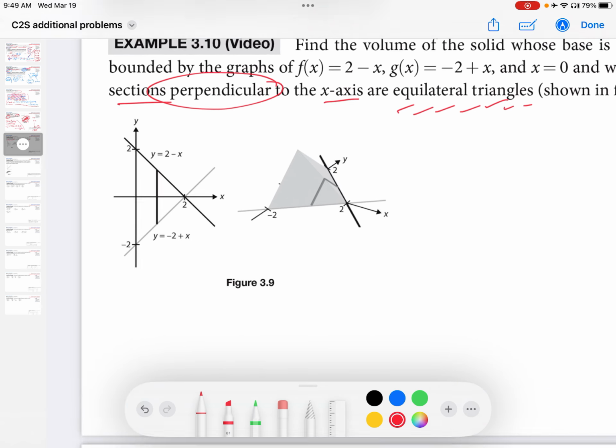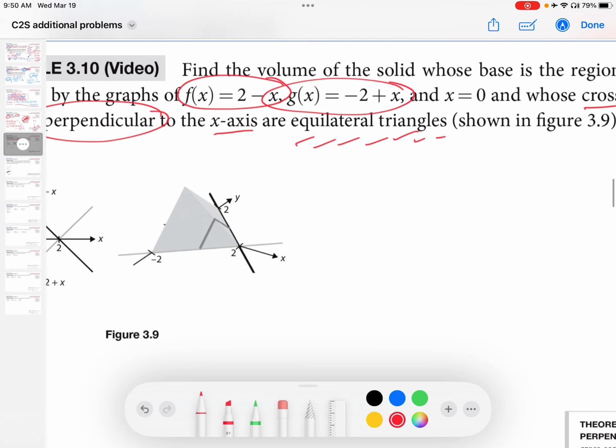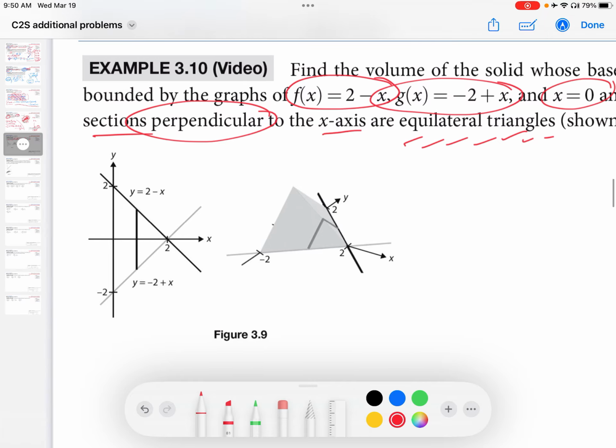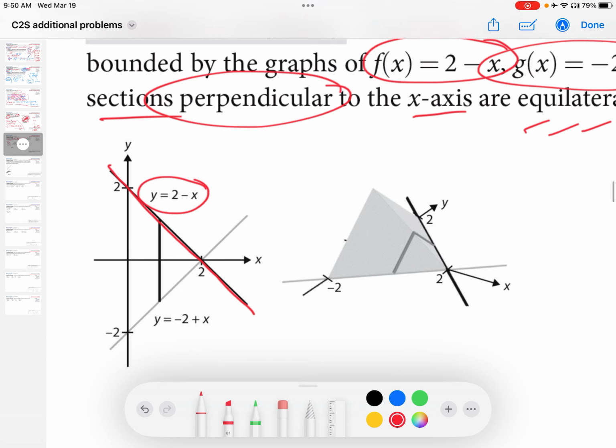So if I zoom in here for a little bit, there's a region. The region is bounded by the graph of this function, this other one, and x equals 0. One of these is the line that's sloping down here. This is f of x, y equals 2 minus x. The other one is sloping up here. This is g of x, and g of x is negative 2 plus x.